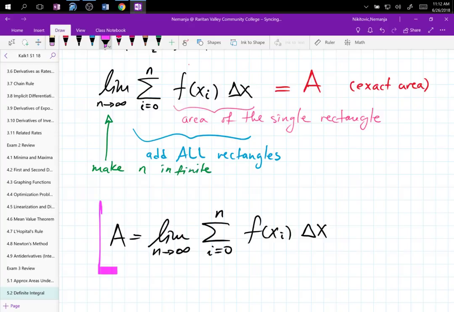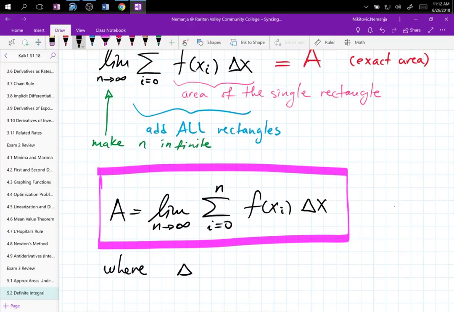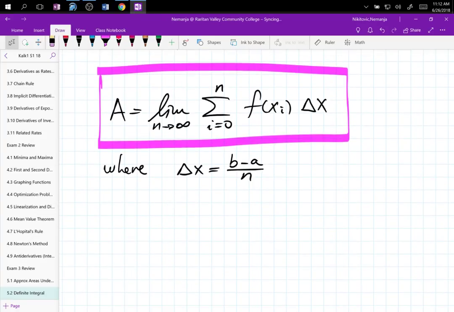This is the exact area formula where delta x is equal to (b minus a) over n in our calculations. That's from the past, right? From yesterday. So these are the concepts that we have. So now let's go and figure out area under the curve for some.